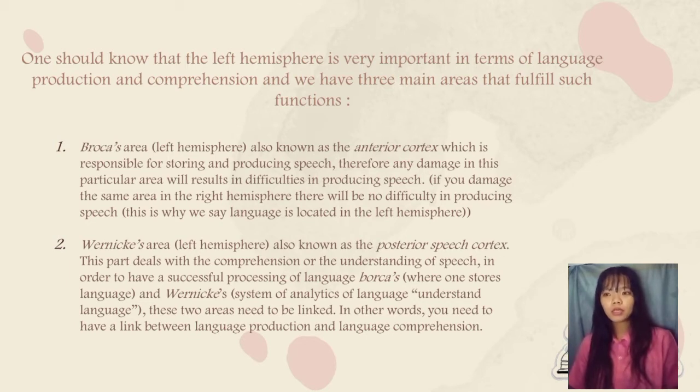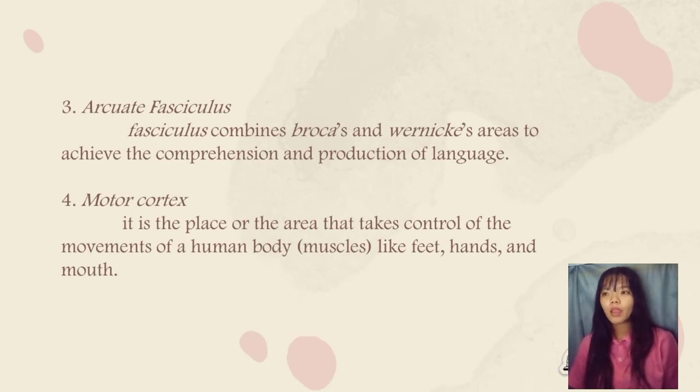In order to have successful processing of language, Broca's area is where one stores language, and Wernicke's system analyzes and understands language. These two areas need to be linked. In other words, you need to have a link between language production and language comprehension. And then number 3, arcuate fasciculus. The fasciculus combines Broca's and Wernicke's areas to achieve the comprehension and production of language.